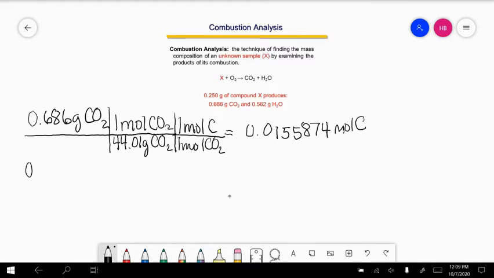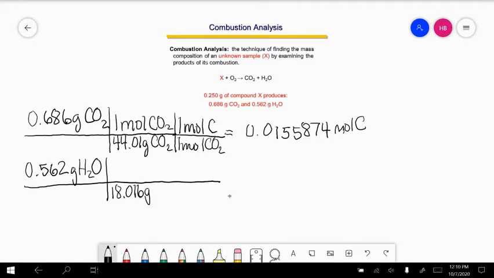Now, let's go to water. Again, if it's a combustion of a hydrocarbon, the combustion reaction always has one of the reactants as oxygen, and that's what it means to burn something. To burn something is to chemically combine it with oxygen. So I'm going to use the molar mass of water to change this to moles of water.